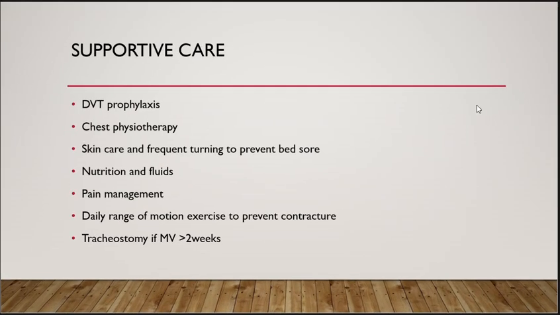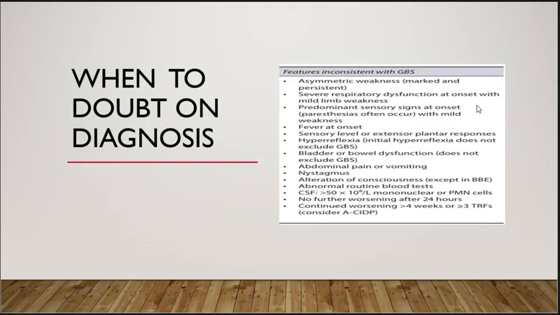Supportive care includes DVT prophylaxis, chest physiotherapy, skin care, frequent turning to prevent bedsores, nutrition and fluids, pain management, and daily range of motion exercises to prevent contractures. Tracheostomy is considered if the patient has been on mechanical ventilation for more than 2 weeks.